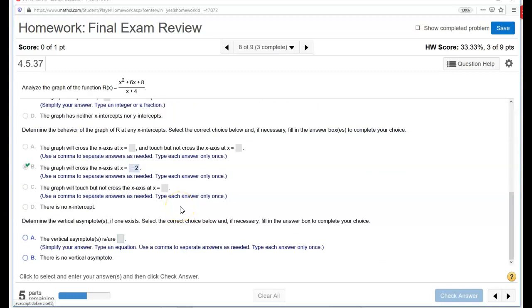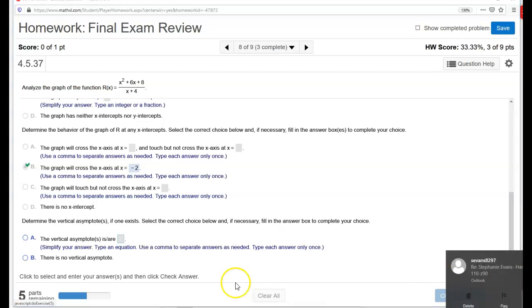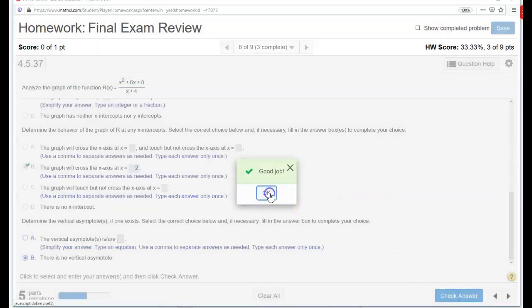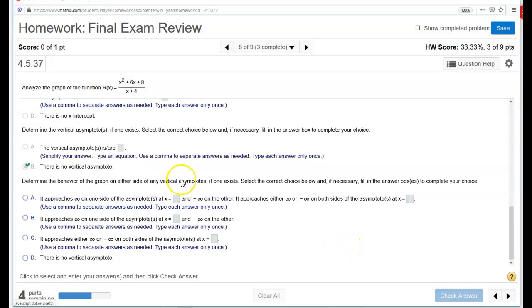Therefore, there's no vertical asymptotes here, because a vertical asymptote is that vertical line that the graph will approach from one way or the other or both ways. So there's no vertical asymptote. All right, determine the behavior of the graph on either side of the vertical asymptotes if one exists. Select the correct choice below, and if necessary, fill in the answer boxes to complete your choice. Once again, there is no vertical asymptote.